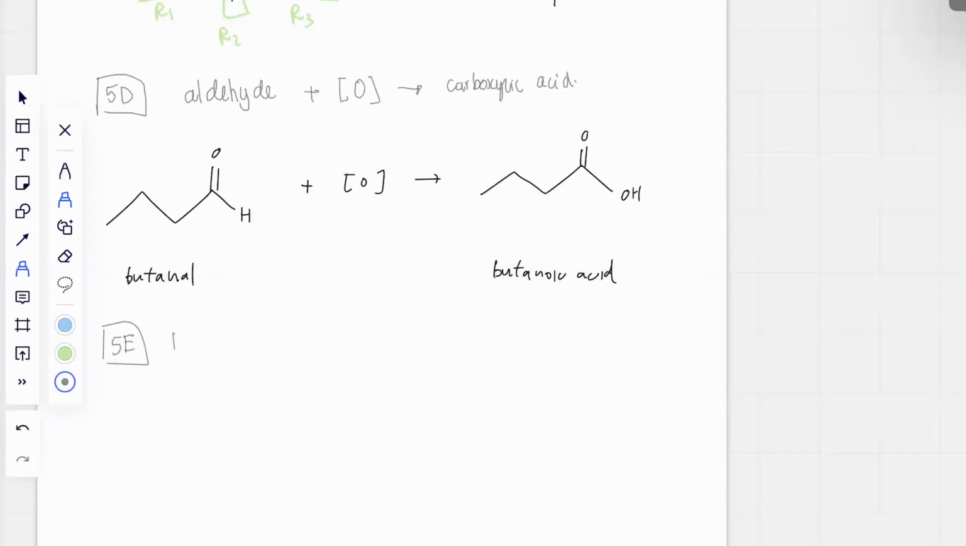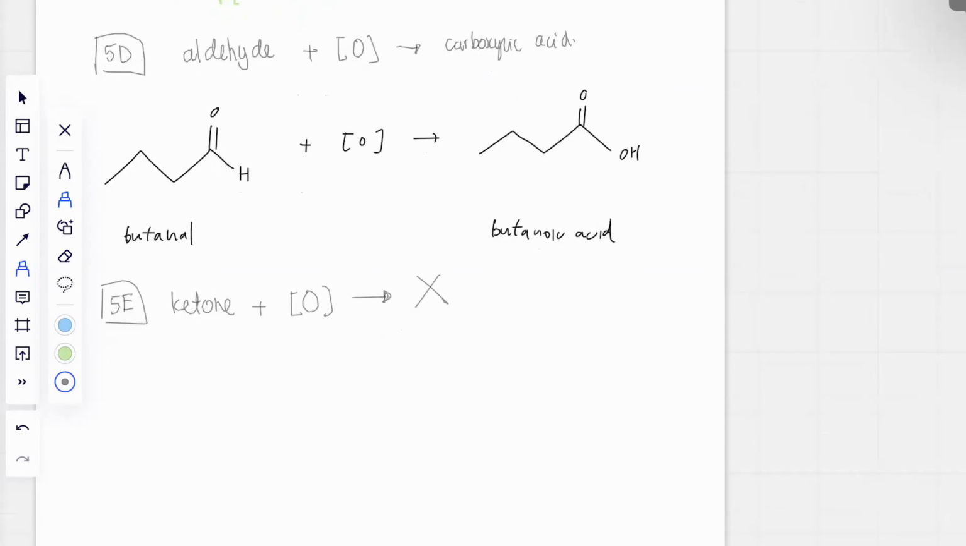Ketone plus oxidizing agent. What will happen? Nothing. Yes? Agree? Okay, try. Try pentane trione plus oxidizing agent.